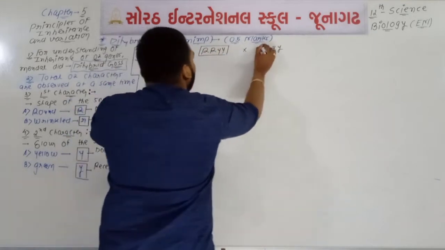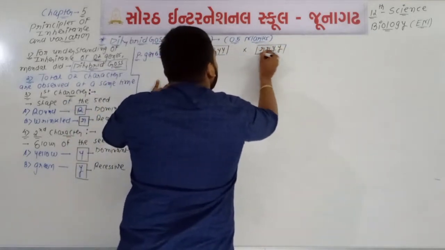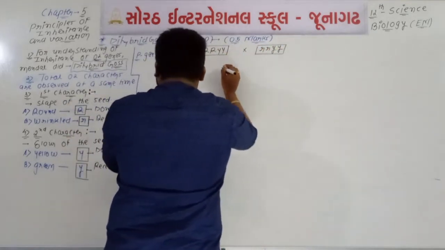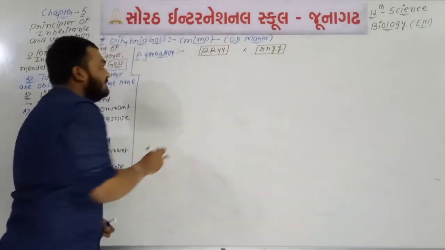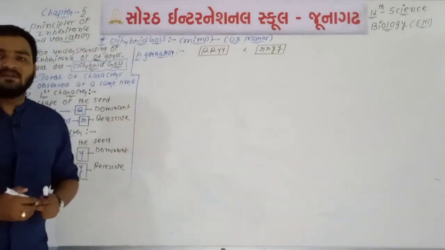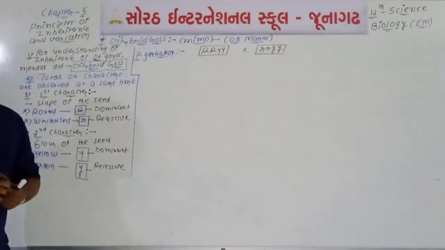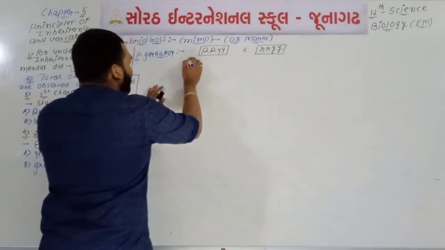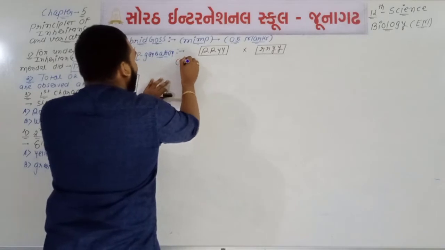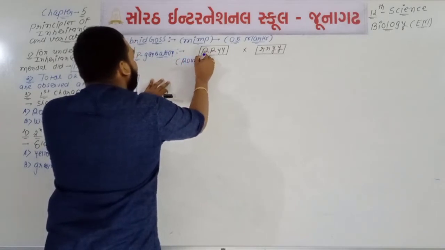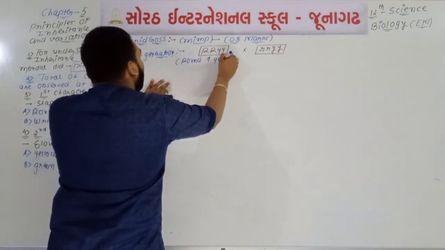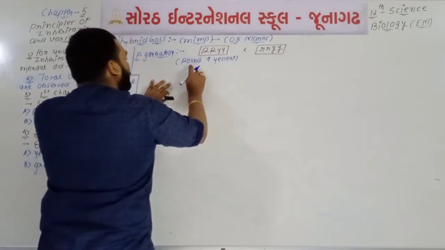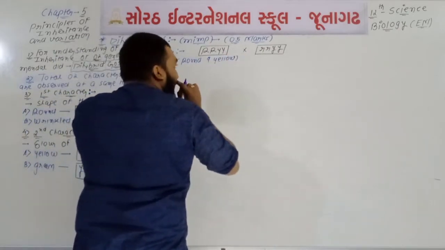It is one type of genotype, and from this genotype we can get the phenotype. What is the phenotype of this ball? We can say that the phenotype will be round and yellow. Round and yellow means round shape and yellow color seed.